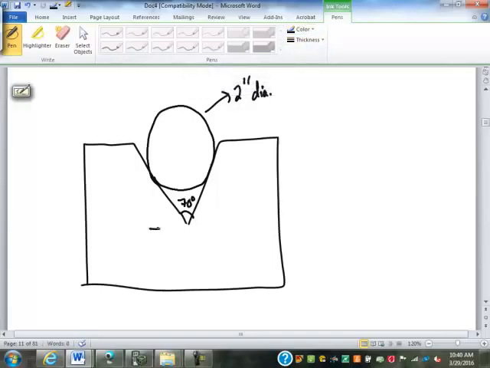I'm going to give you that the height from here to here is 1 3/4 inches. The total height is 3 3/4 inches here. I want to know how far this round piece sticks up above the top of my V block.